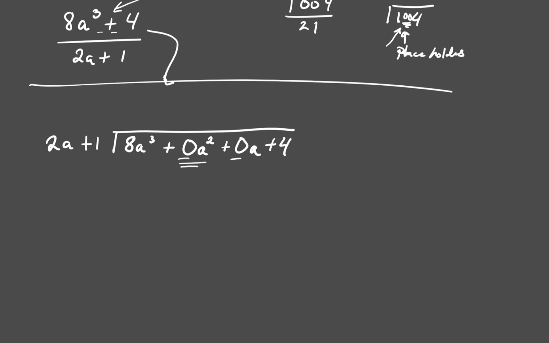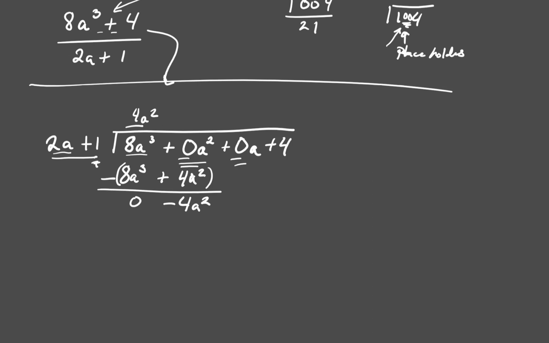If you don't keep those placeholders there, when you multiply this by the number up here, you're going to end up with 1 times some a squared thing, and you just won't have any place to put it. So we want those there for organizational reasons. So how many times does 2a go into 8a cubed? 4a squared times. Now I do the multiplication. I get 8a cubed plus 4a squared, and I subtract that off, and I'm left with 0 there and a minus 4a squared there. I've still got plus 0a, and I've got plus 4.